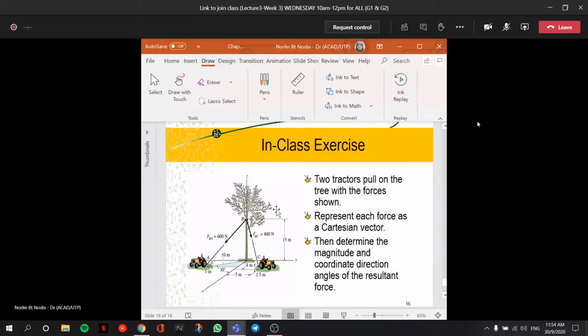I think I need to do an extra class, not replacement, so that I can finish chapter 2. There's only one part, and then I need to finish chapter 3. So at what time are you all available to do the extra class? At what time do you prefer?